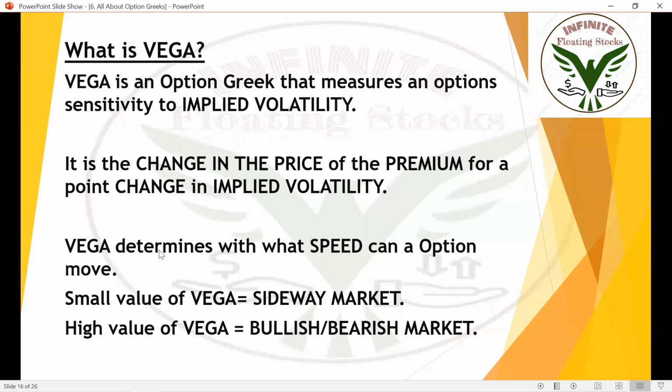Vega determines with what speed an option can move. A small value of Vega implies a sideways market, and a high value of Vega implies a bullish or bearish market. That means if the value of VIX is high, the market will make strong movements towards upside or downside. If the value of India VIX or Vega is small, the market will move sideways.